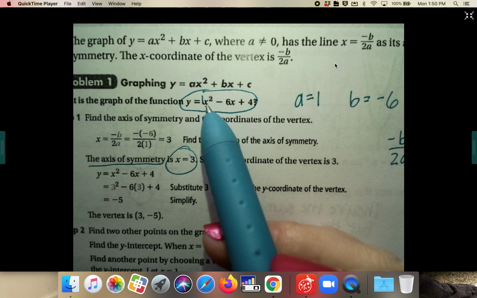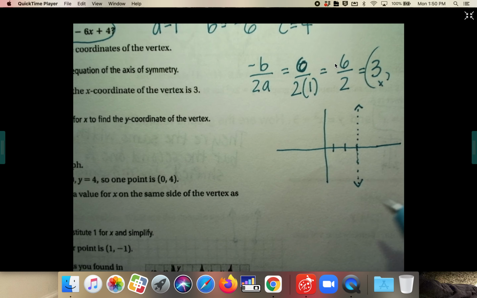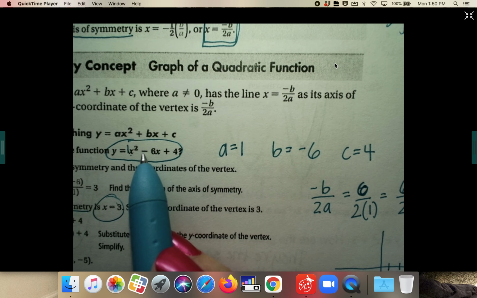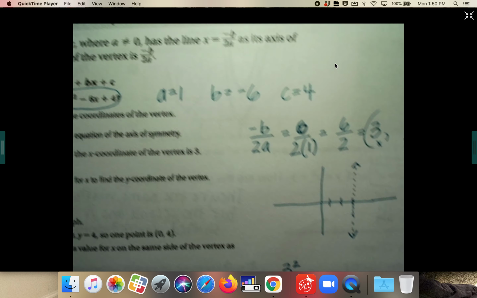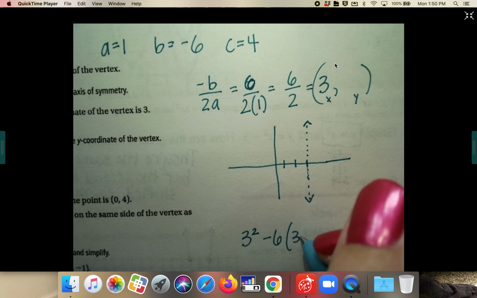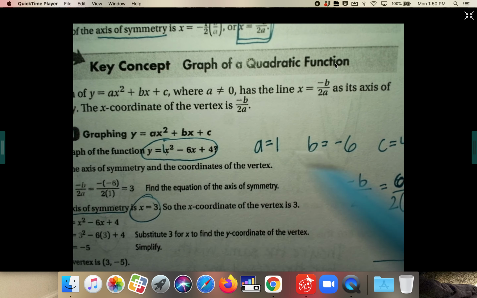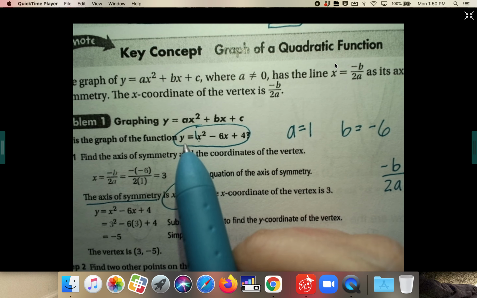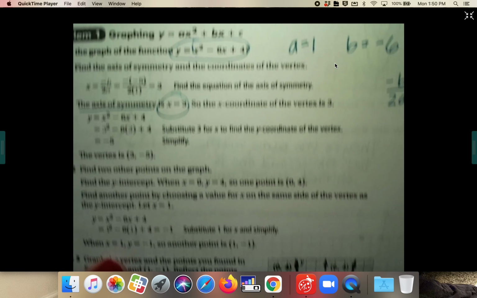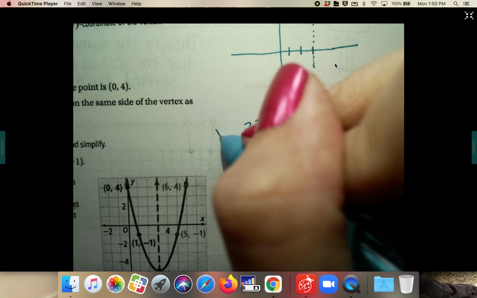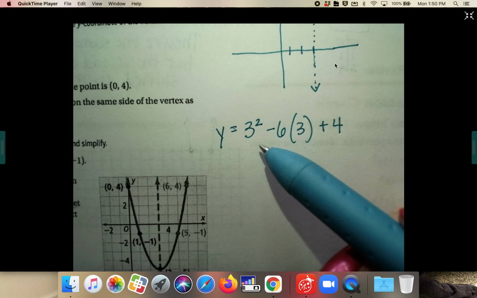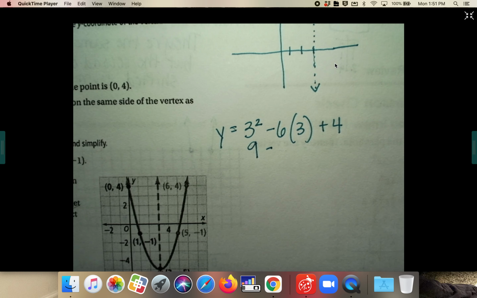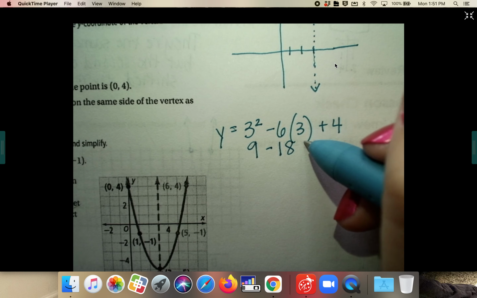Okay, so let's write this out. It's going to be 3 squared minus 6 times 3 plus 4. I'm just going to work it out, and that's what y equals. If you want me to keep the y equals on it, that's totally fine. So 3 squared is 9. 6 times 3 is 18, negative 18. That's why it's minus 18 plus 4.